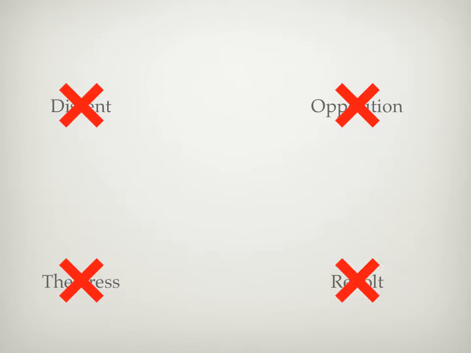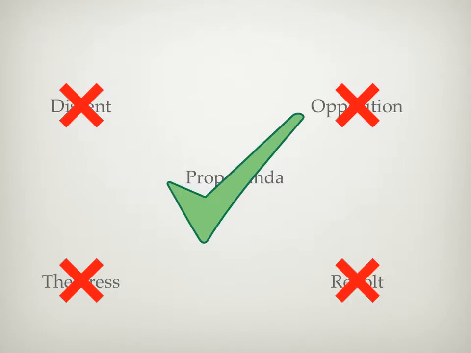Ultimately, at this time, Hitler silenced dissent. He silenced opposition, the press, and revolt, and propaganda replaced all of these things. As a consequence, it's very difficult for us to understand what the average German really believed during this time.